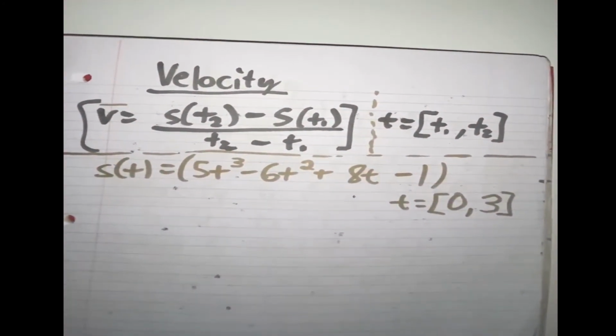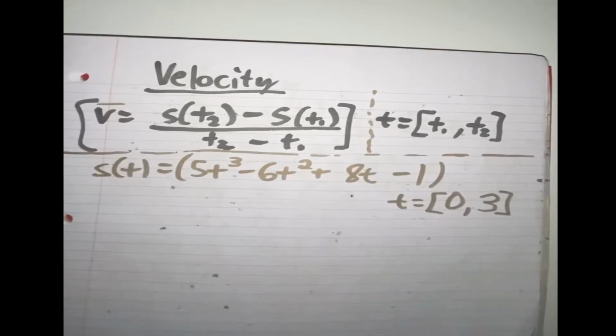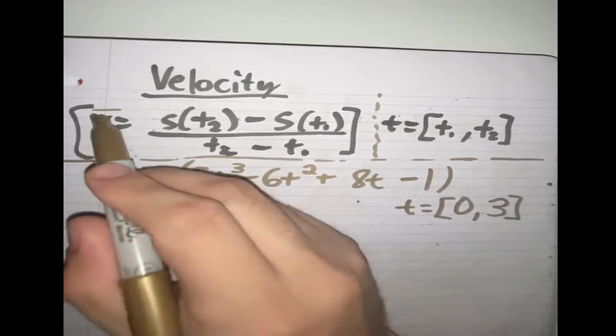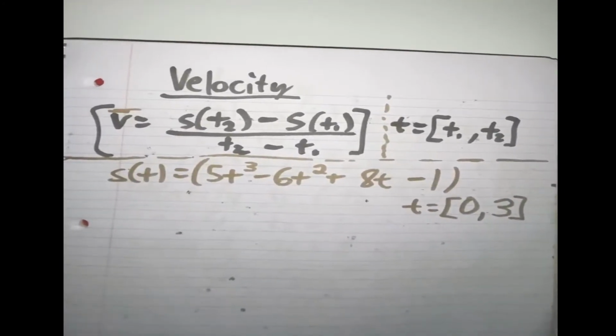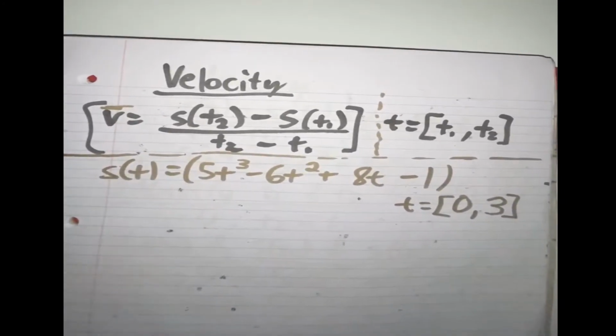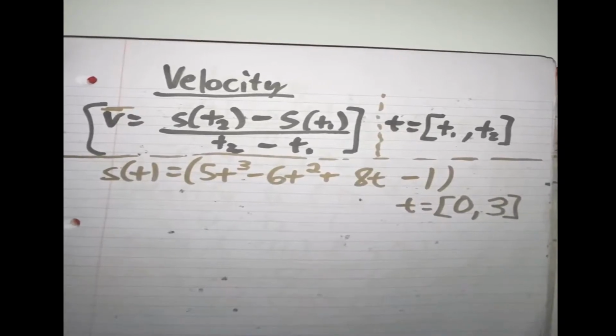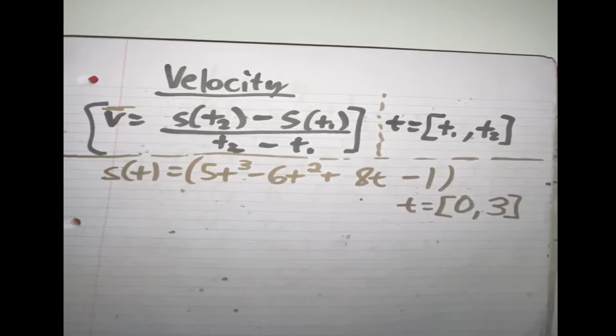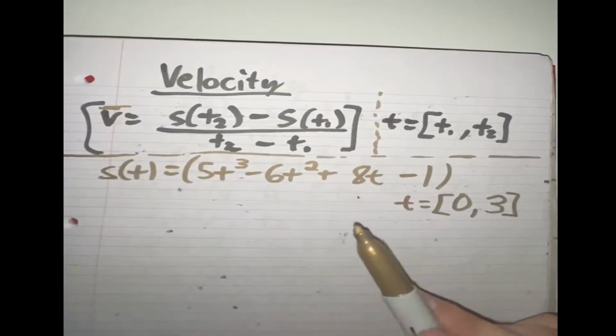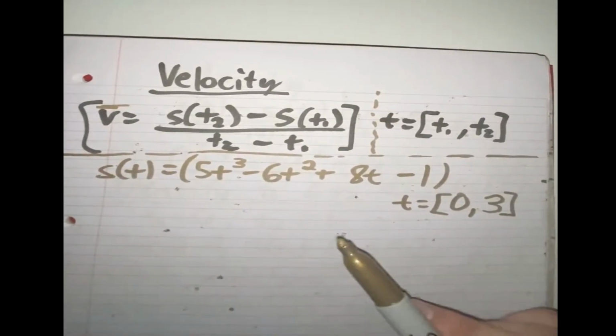So in this example, we are asked to find the average velocity because we have the bar over the v, so that means average. Anytime in math or physics you see a bar over a number, it's telling you to find the average. So velocity is essentially a rate of change. That's why this formula is very similar to the average rate of change formula, which I do have a video on in this calculus playlist.